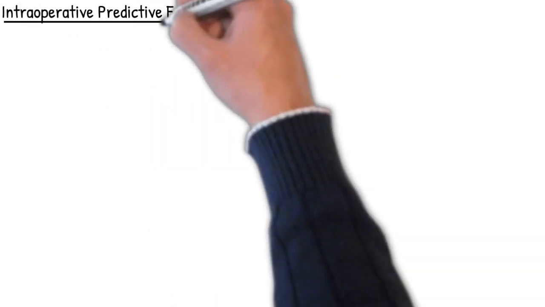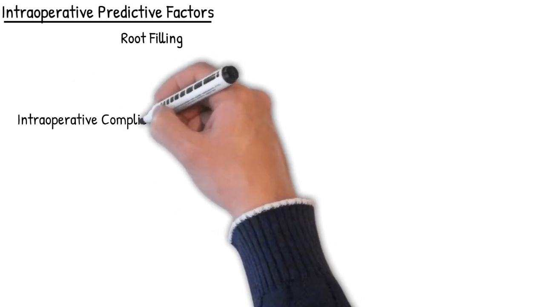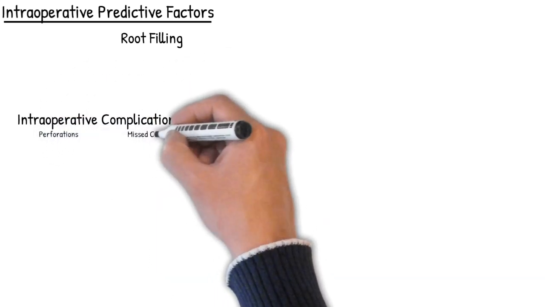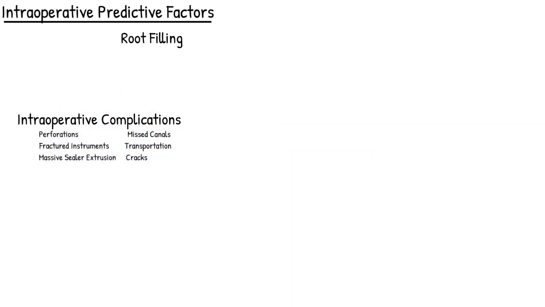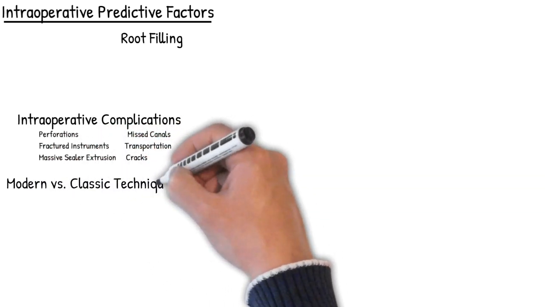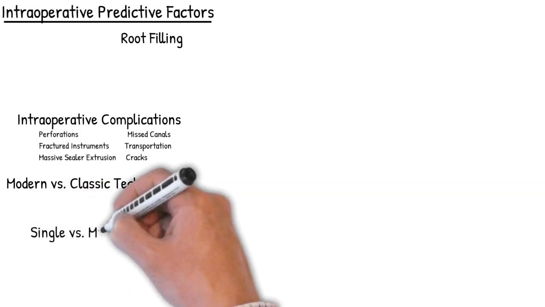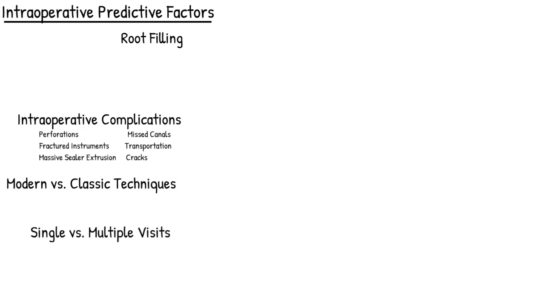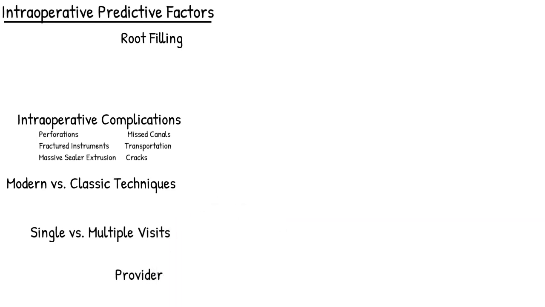Now, with the intraoperative predictive factors, we do in fact play a role. These factors include quality of root filling, intraoperative complications, which include perforations, fractured instruments, massive sealer extrusion, that's the "poof" instead of the "puff," missed canals, transportation, and cracks. Which techniques we use, modern versus classic, can play a role. Single versus multiple visits has been looked at frequently. And then also, who is the provider providing the non-surgical root canal treatment?